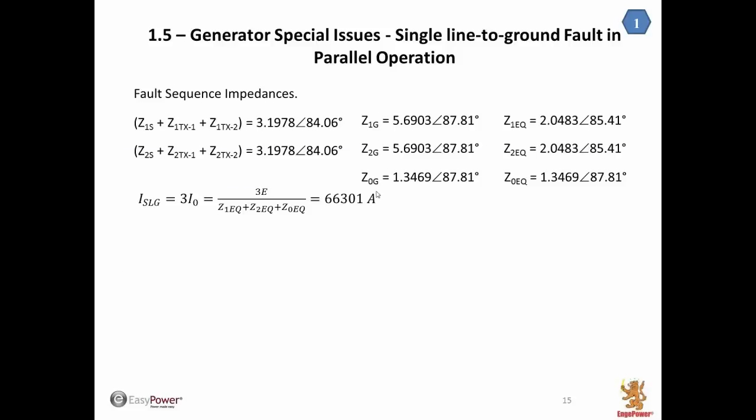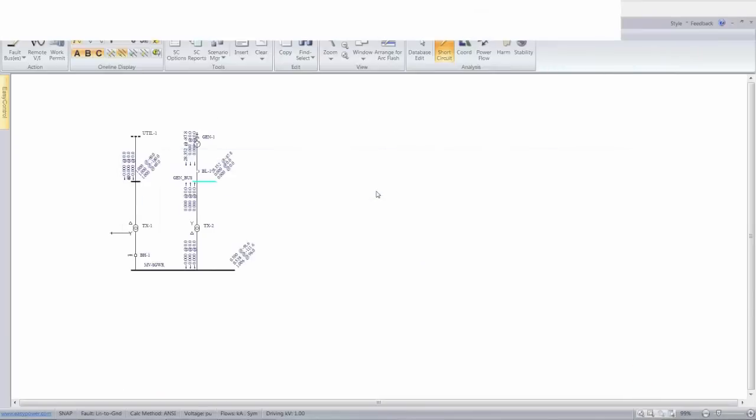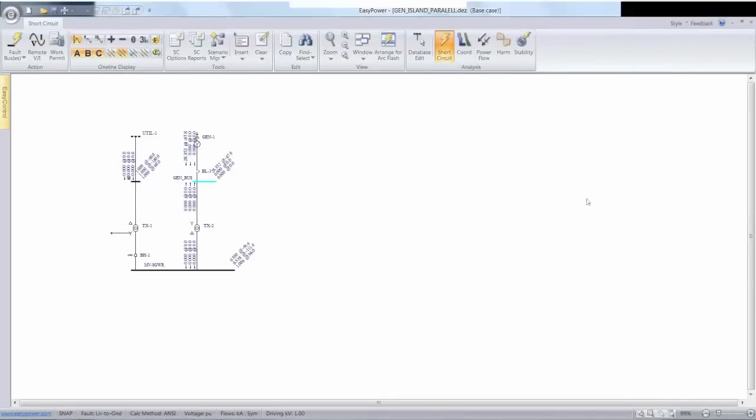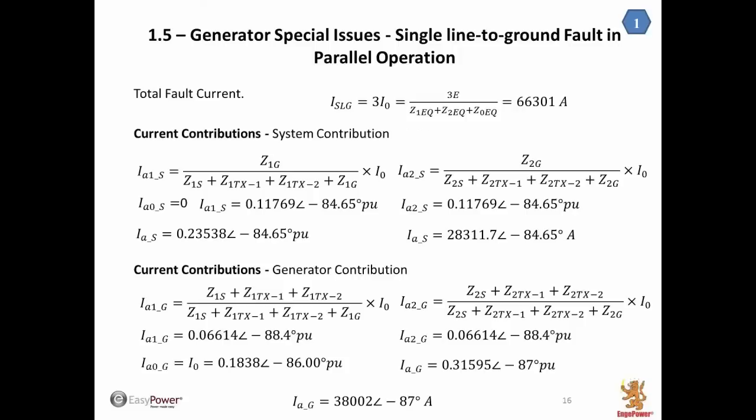So let's go to EasyPower again. Now I am going to close this breaker, and the current at the bus will be 66,301, the same value as hand calculated.